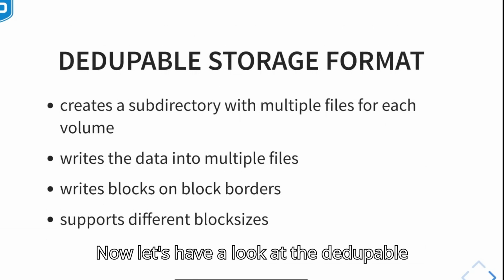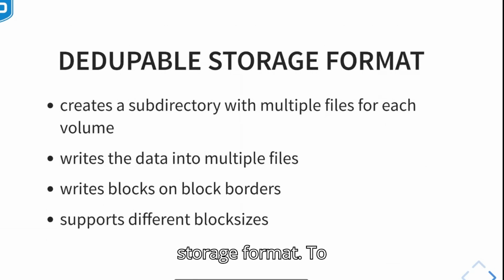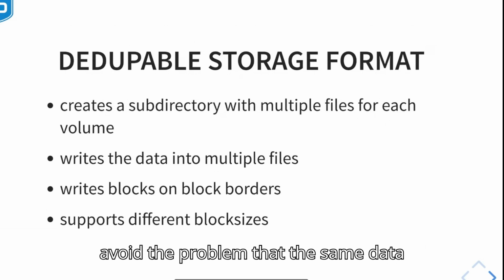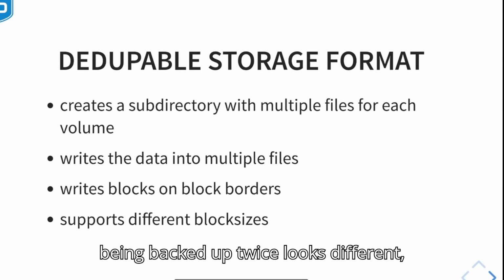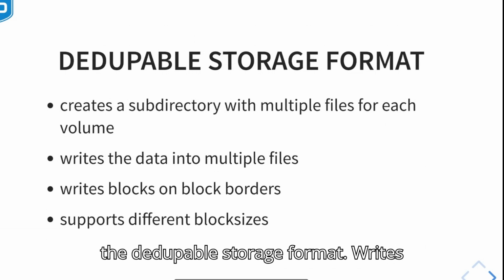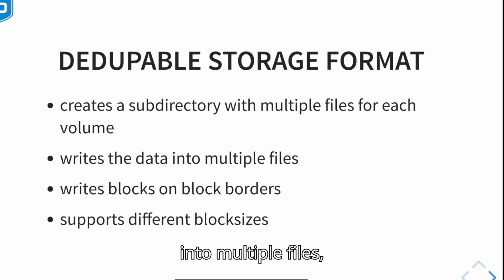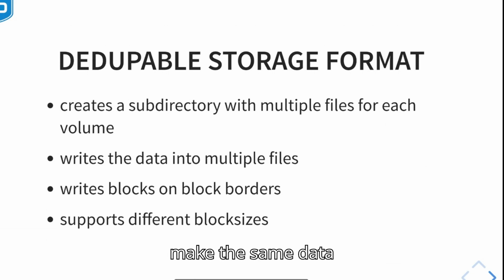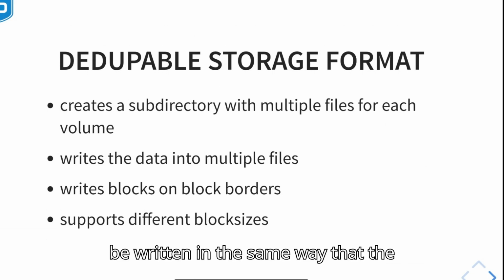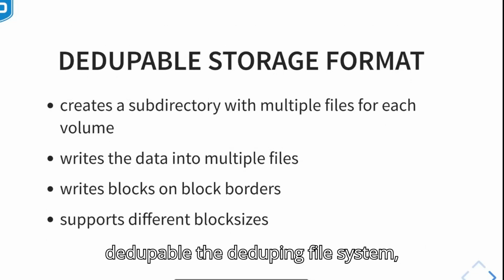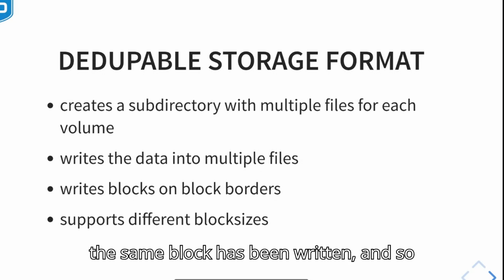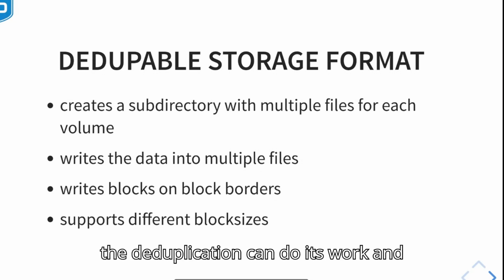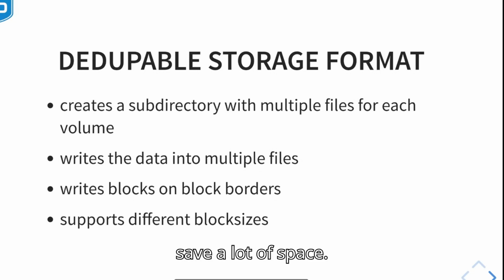Now let's have a look at the dedupable storage format. To avoid the problem that the same data being backed up twice looks different, the dedupable storage format writes into multiple files, writing the data on the original block borders in order to make the same data be written in the same way, so that the deduping file system, for example, can recognize that 2 times the same block has been written, and so the deduplication can do its work and save a lot of space.